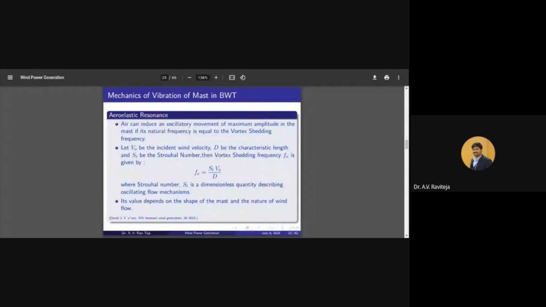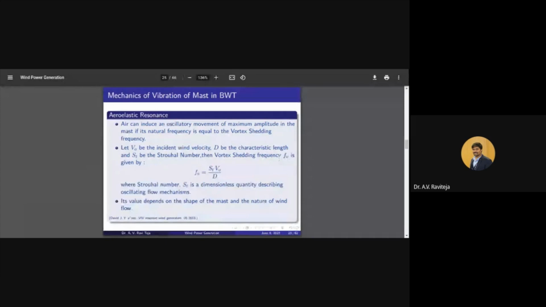So, the rate at which the turbine blade will vibrate is dependent on the material Strouhal number, which is the material property, and V naught, which is the incident velocity. Of course, higher velocity will give faster vibration. And then there is something called the vortex shedding frequency.